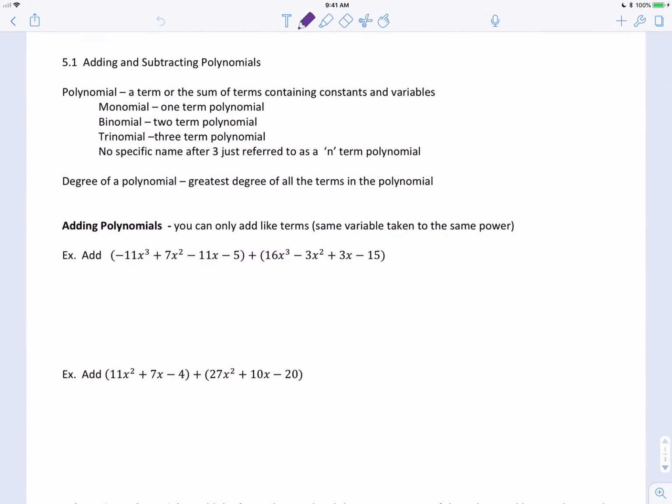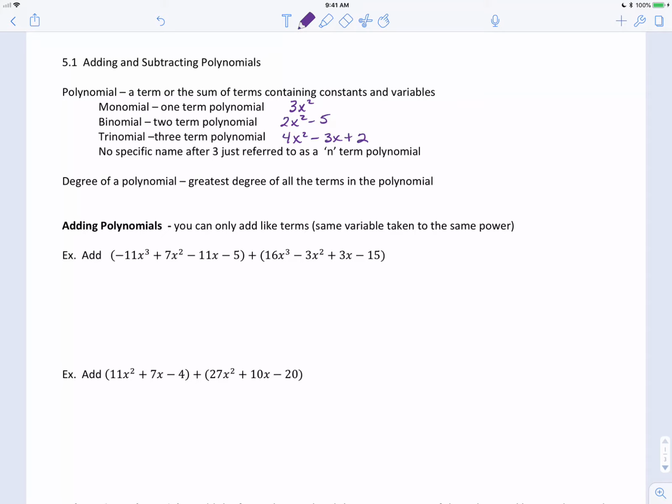Okay, so when we're talking about polynomials, remember that those are a term or a sum of terms that contain both constants and variables. So just for reference here, monomials have just one term. So that would be something like just a 3x squared. A binomial is going to have 2 terms in it. So if we said something like 2x squared minus 5. A trinomial has 3 terms in it, so that could be something like 4x squared minus 3x plus 2.